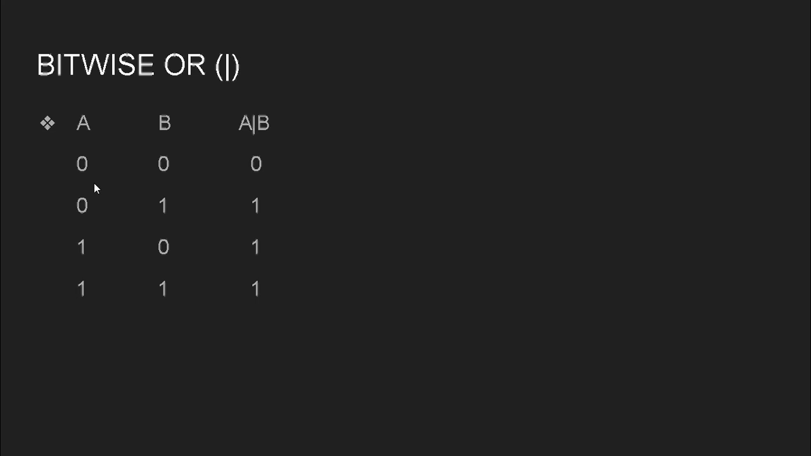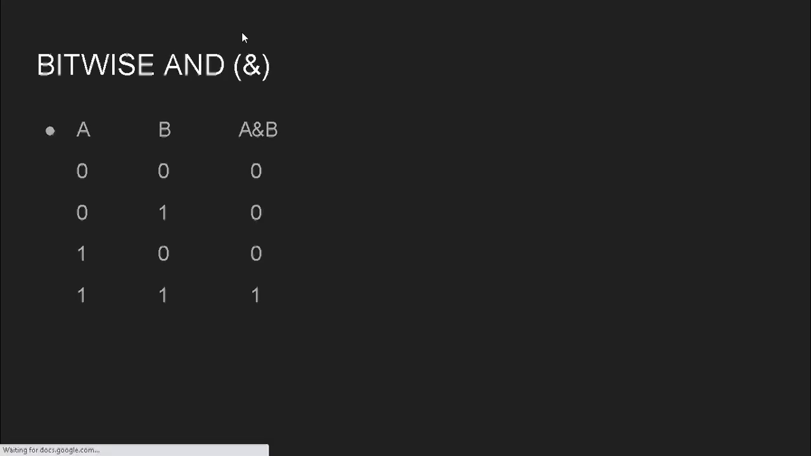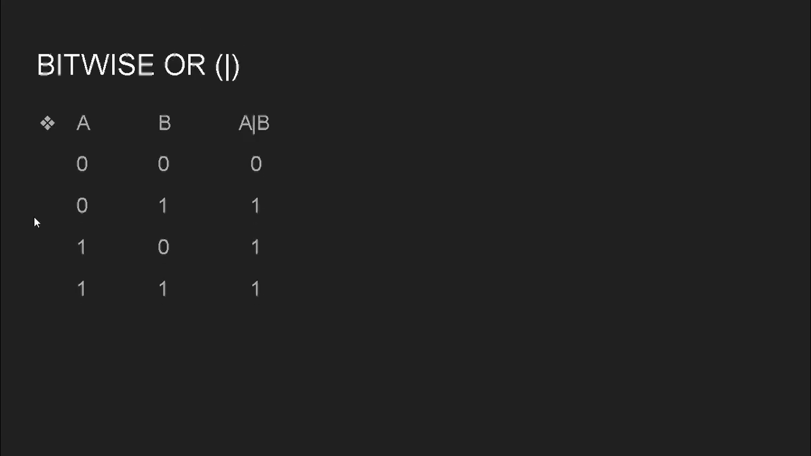When both the inputs are 0, this operator is going to produce the result of 0. When either of the inputs is 1, whether a is 1 or b is 1, it is going to produce 1, and when both of the inputs are 1, it is going to produce 1 only. So the difference between this operator and the other operator is that when either or both of the inputs are 1, it is going to produce an output of 1.